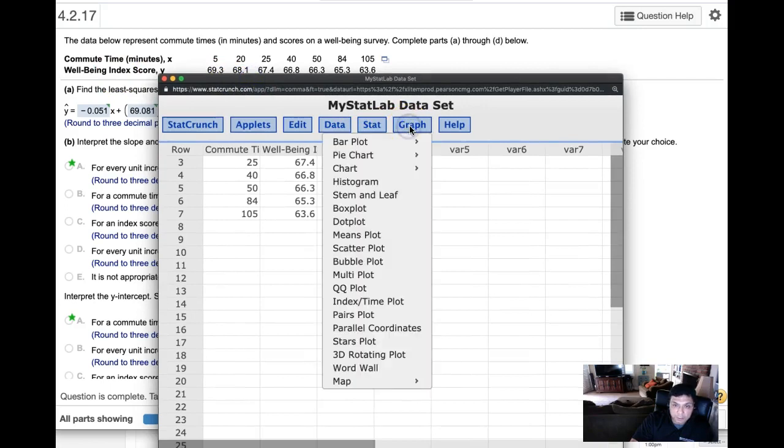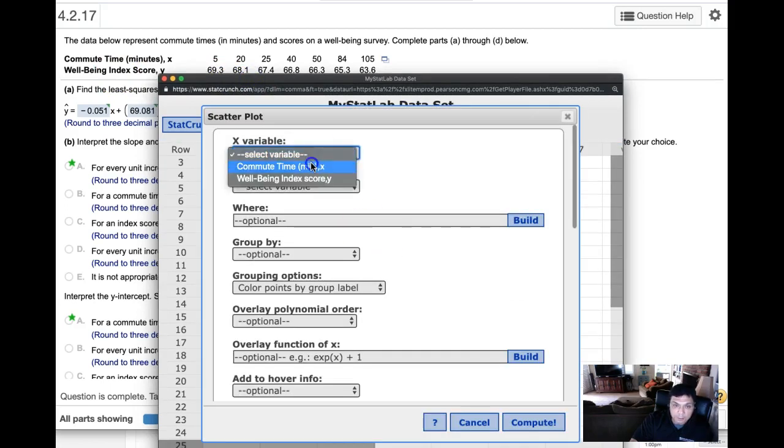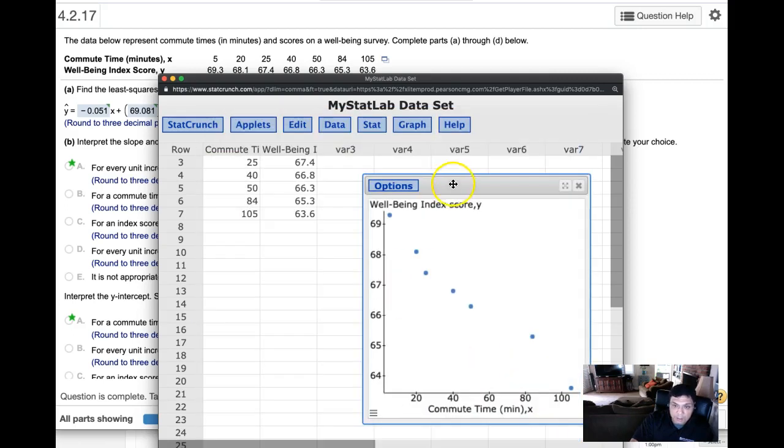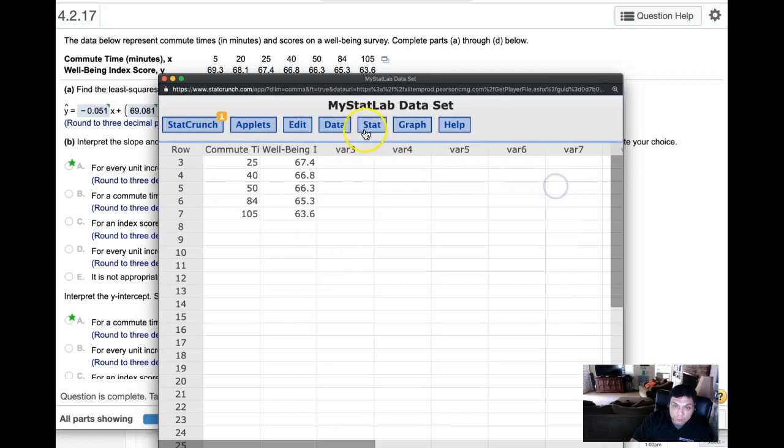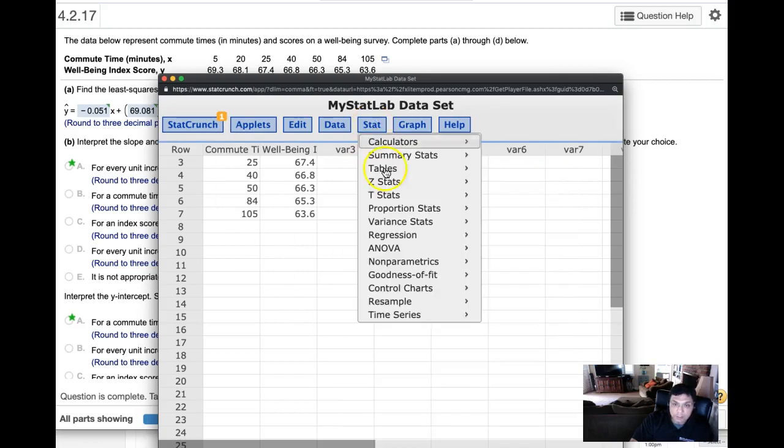And so we could graph a scatter plot, put those in there, and see if there's a relationship. And you can see I see a negative association because as the commute time increases, your well-being score decreases. So I definitely see a relationship. It's an association, and we would check to see if there's a relationship. One way to do that would be to run a regression, simple linear regression.